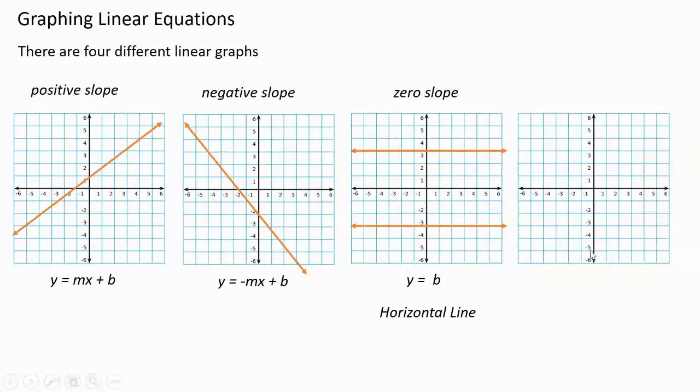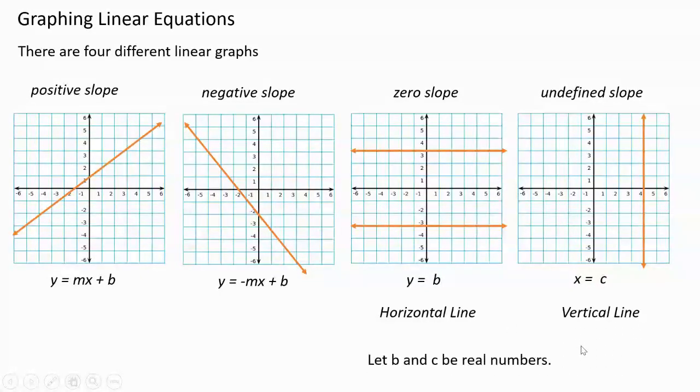In similar fashion, a vertical line is called undefined slope. So the equation of the line is going to be x equals a number, or x equals c, and b and c are real numbers, which means, for example, this will be x equals 3, and the one on the right will be x equals positive 4. That will be the line.